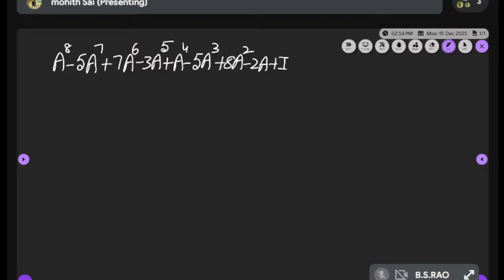If capital A equals [2, 1, 1; 0, 1, 0; 1, 1, 2]. Do it now.